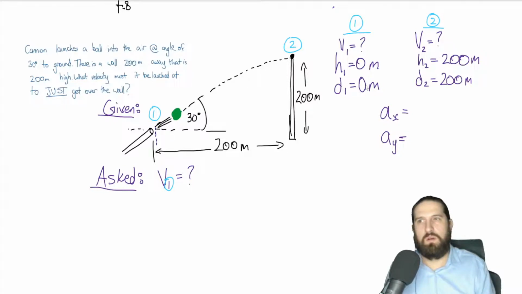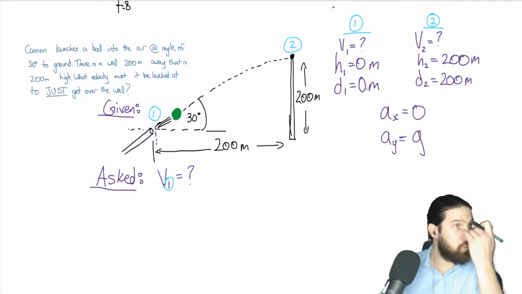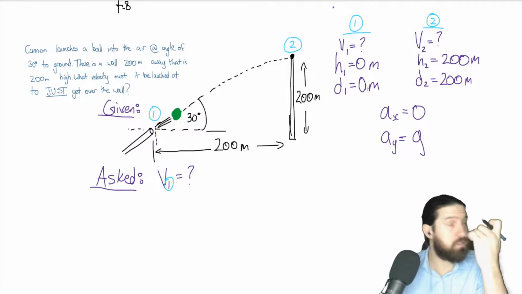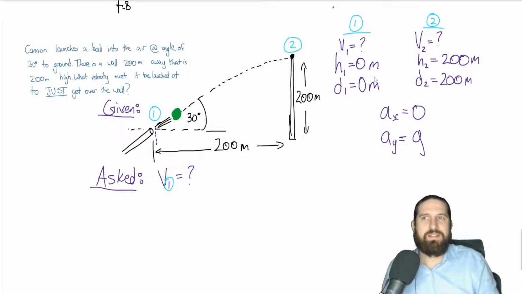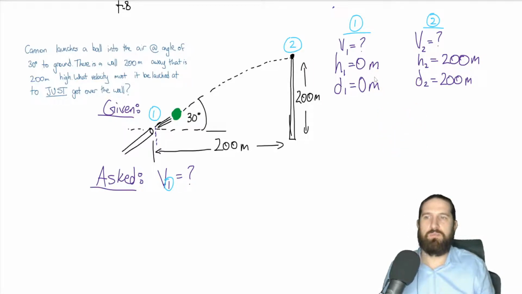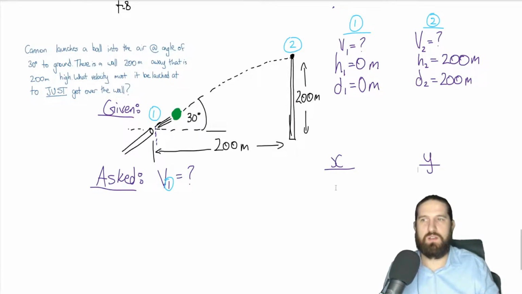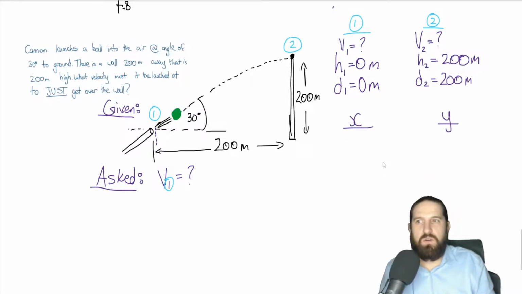So, okay, let's see it. The acceleration in the X is 0. This is really important. The acceleration in the Y is just gravity, just gravity doing its thing. So that doesn't really depend on 1 and 2. It's true the whole time. Now let's actually compare. Let's turn these into X and Y comparisons. V1X, we don't know. V2X, we don't know. But they're actually the same because AX is 0.